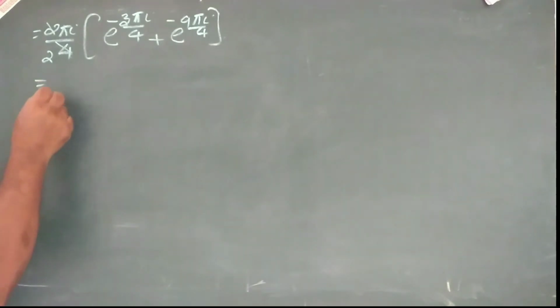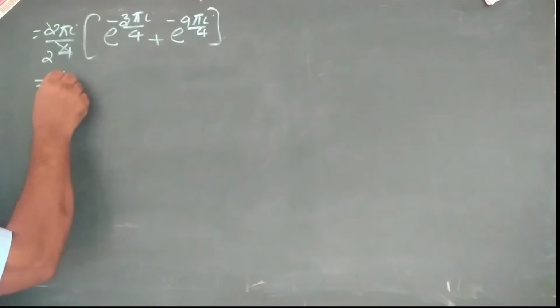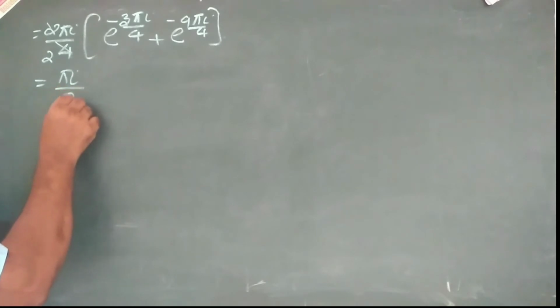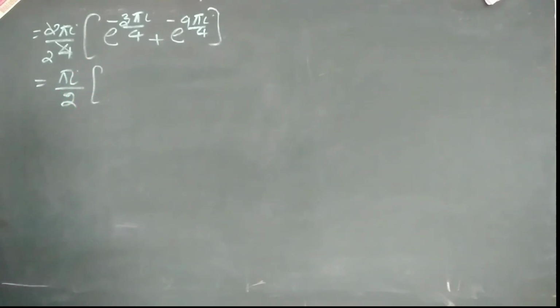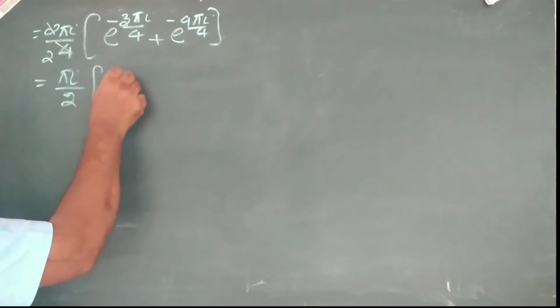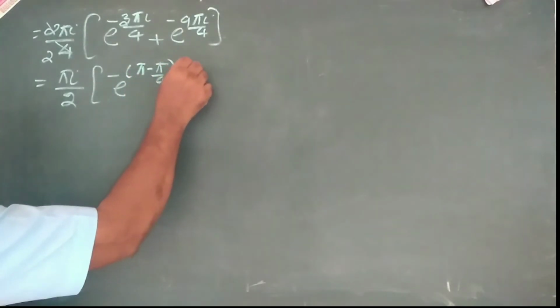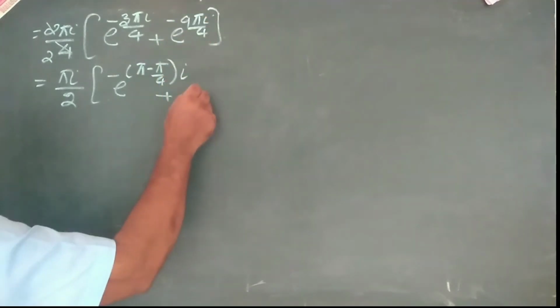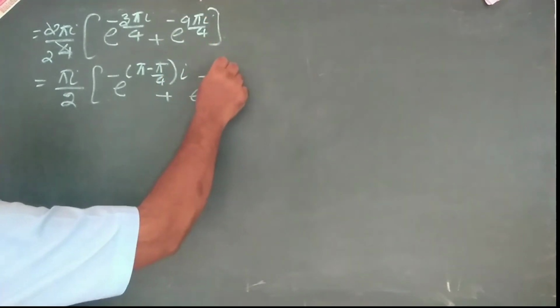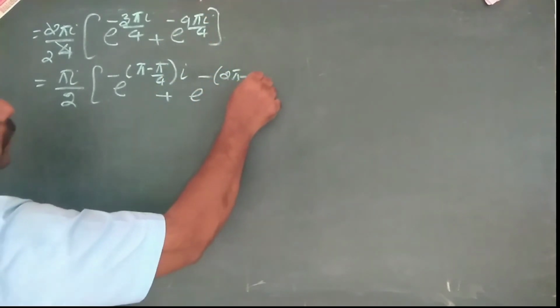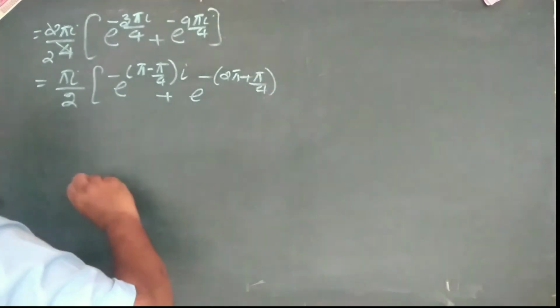So that is equal to pi i by 2 into e raised to minus 3 pi i by 4 plus e raised to minus 9 pi i by 4. Here this can be written as e raised to minus pi minus pi by 4 i, plus this is equal to minus 2 pi plus pi by 4.